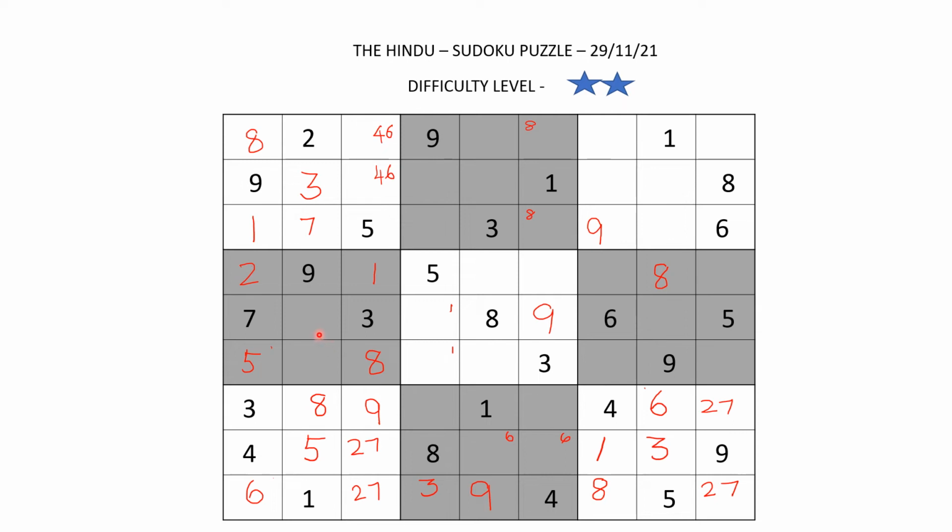So here this 6 is blocking this cell, so that it cannot take 6. So it becomes 4. This becomes 4, and this becomes a 6. Out of 8 here, this 8 cancels out the 8 here. So obviously this becomes an 8.